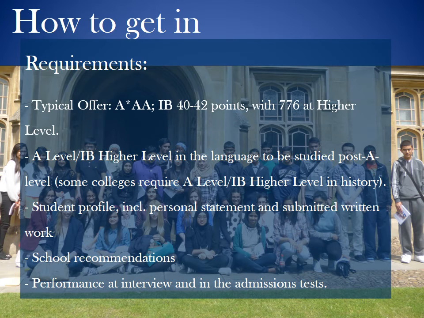These are the requirements for the HML course in no particular order. You can see that a typical offer is A star, AA. If you do the baccalaureate, it would be 40 to 42 points with 776 at higher level. Importantly, the A star is not tied to the foreign language. You can get the A star in another subject. Now, if you choose to study French, for instance, which only comes as post-A level, we would expect you to have taken that language at A level and IB higher level, obviously.